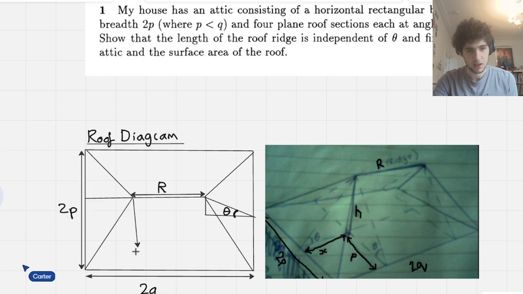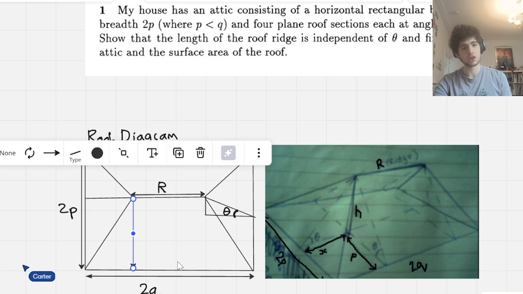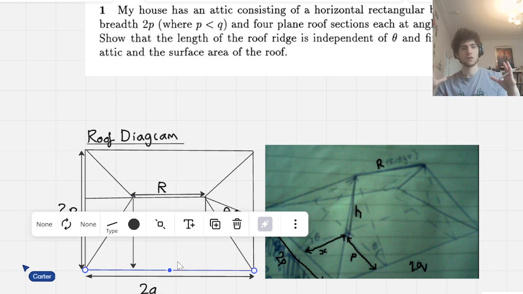And the reason for that is because we know that each of the 4 plane roof sections is at the same angle theta. So if I move my ridge any further along that way, then I'm going to have to compensate by changing my angle slightly, which is not what I want to do. So I need to keep my angles the same, which gives me this symmetry and places r directly in the center of the horizontal rectangular base, right?